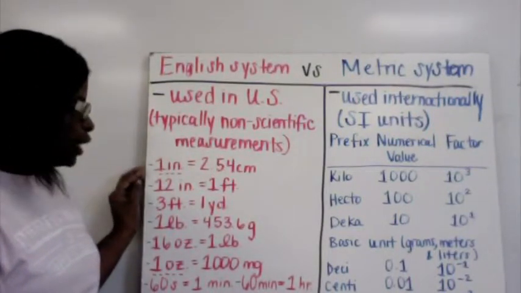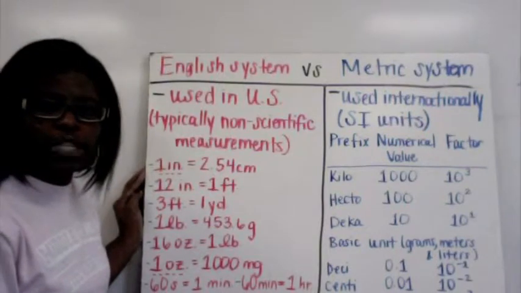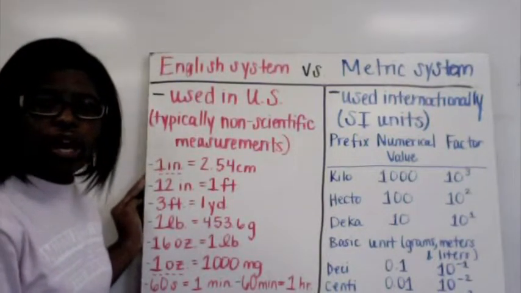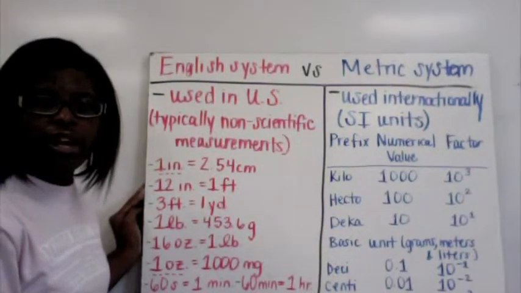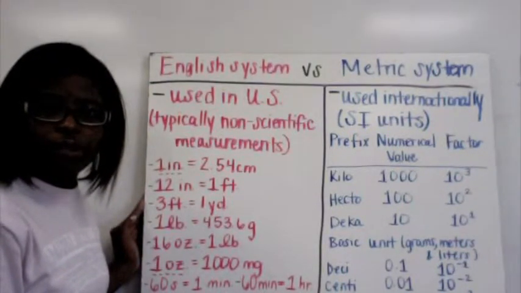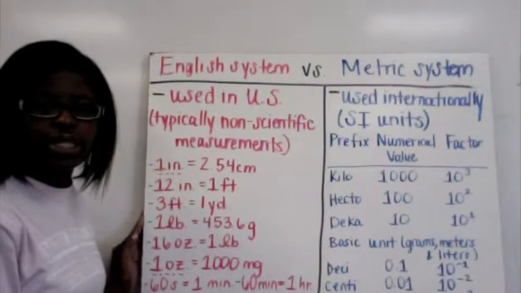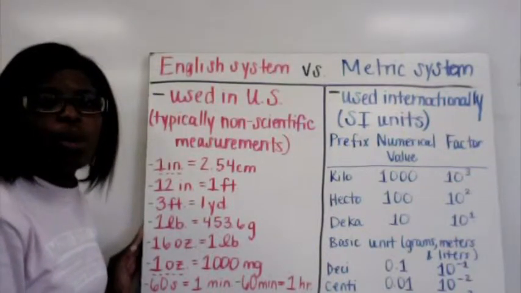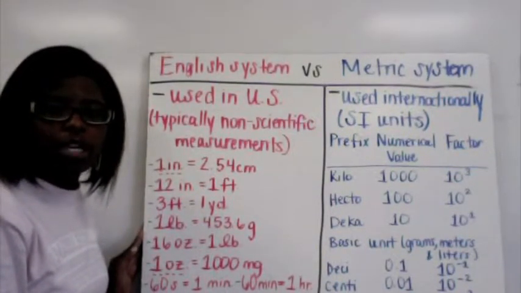For example, 1 inch is equal to 2.54 centimeters. 12 inches are in 1 foot. 3 feet are in 1 yard. 1 pound equals 453.6 grams. 16 ounces equals 1 pound. 1 ounce equals 1,000 milligrams.